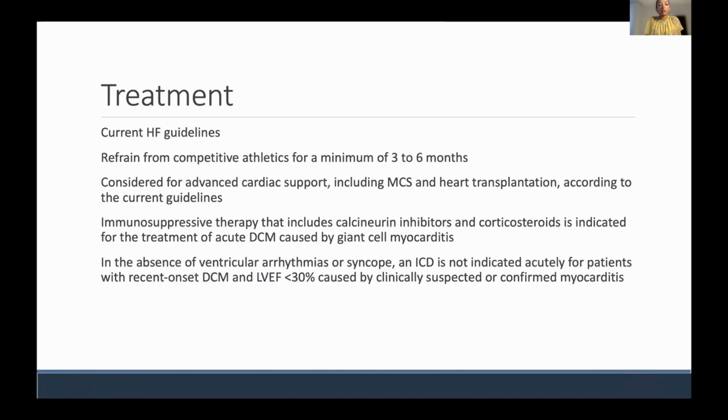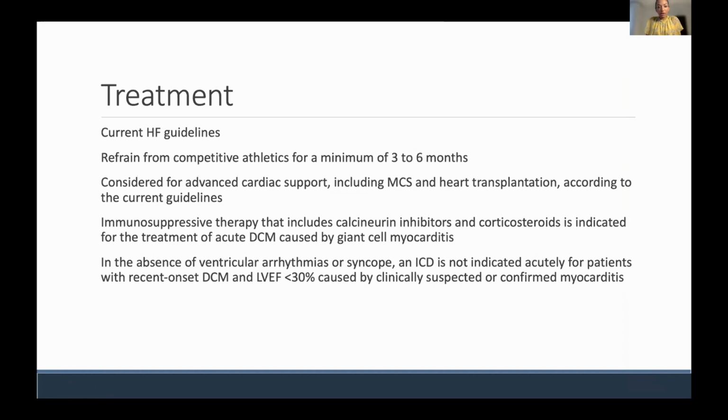Treatment essentially is following the current heart failure guidelines. Patients should refrain from competitive athletics for at least 3 to 6 months because myocarditis has been shown to be associated with sudden cardiac death. There have been some high profile cases of basketball players who had syncope or sudden death while playing.